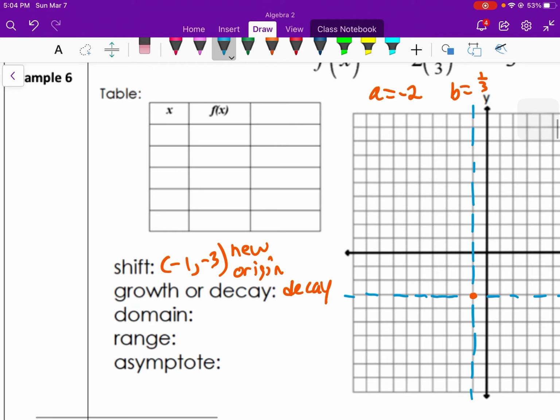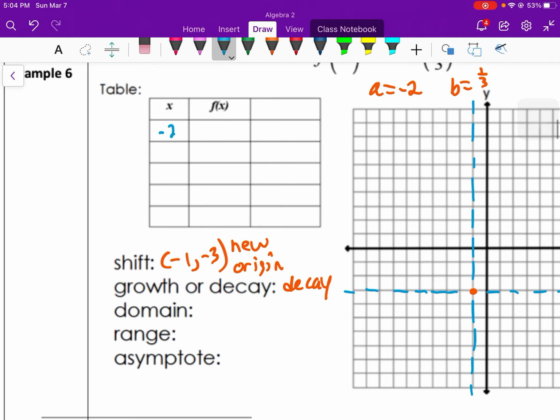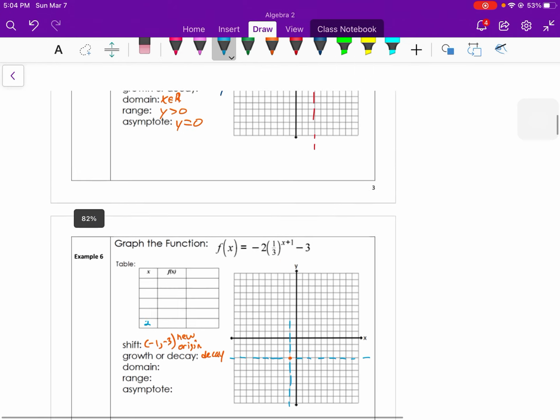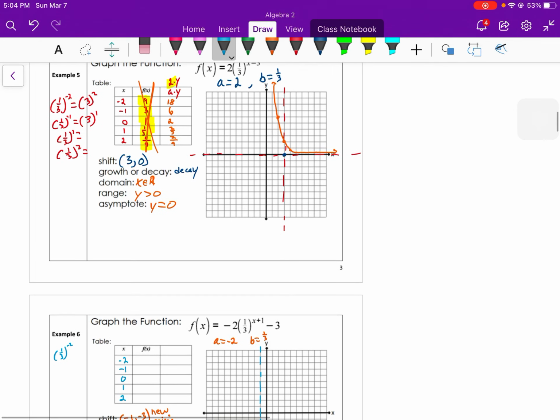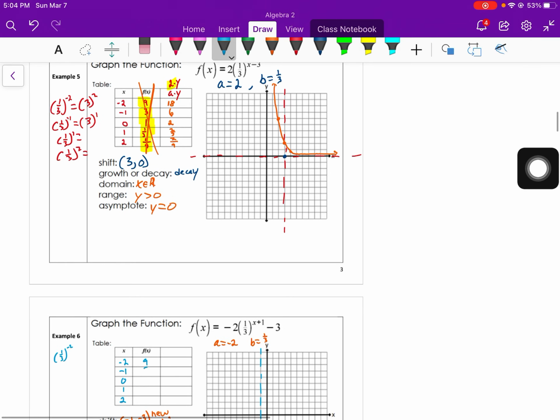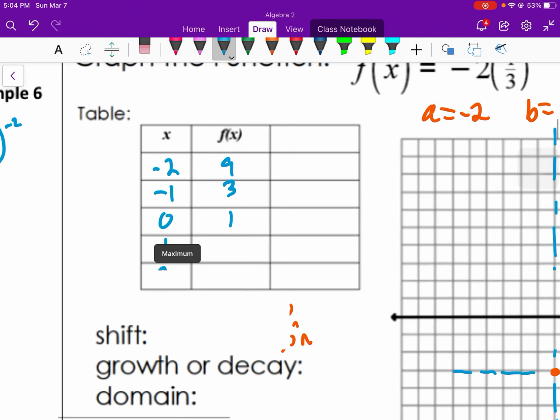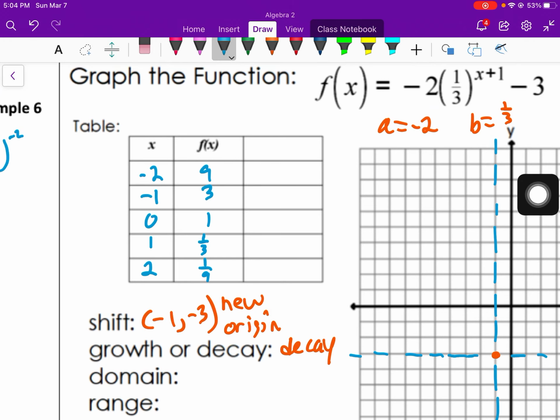And then we can put our input and output values: -2, -1, 0, 1, and 2. And again, it is 1/3. So for my first column of outputs, it's the same here, because we have 1/3 to these powers. So it'll be 9, 3, 1, 1/3, and 1/9.